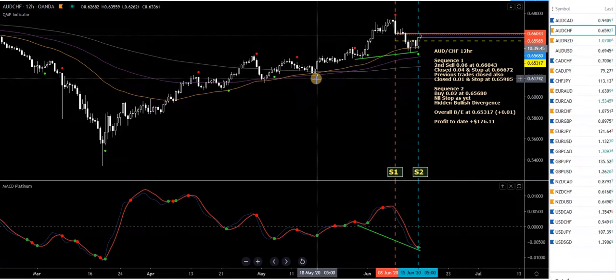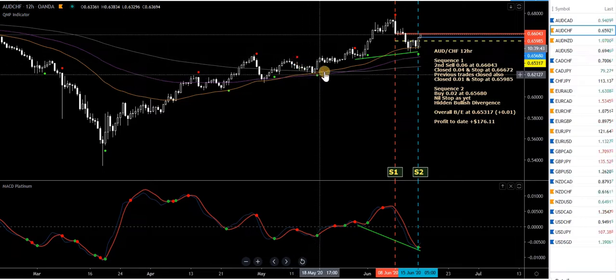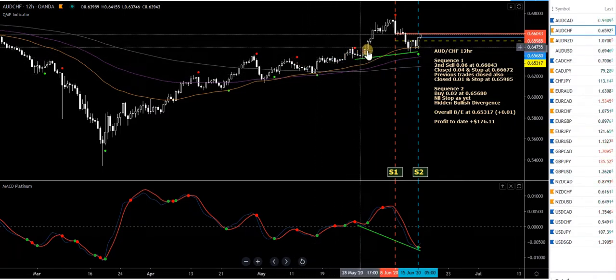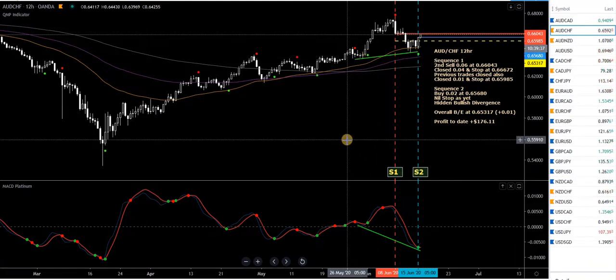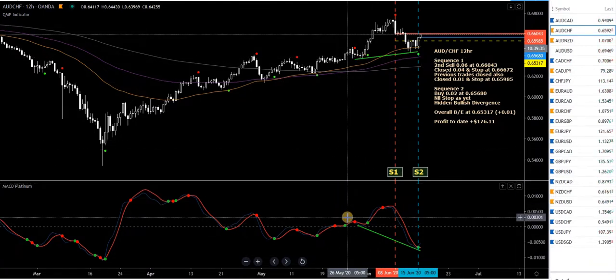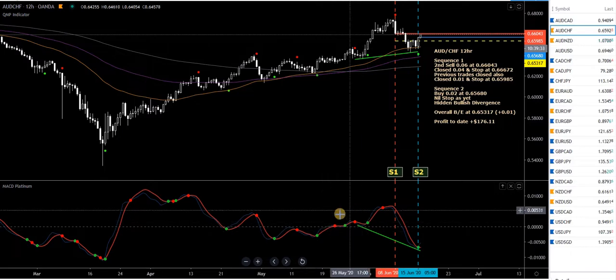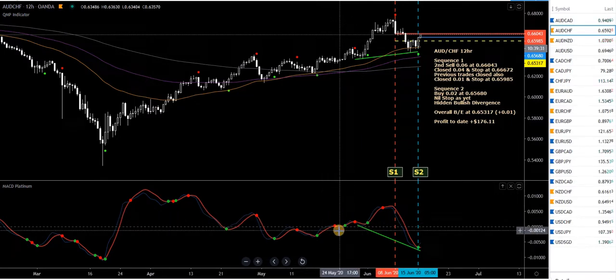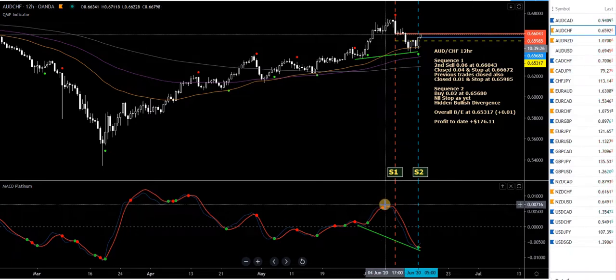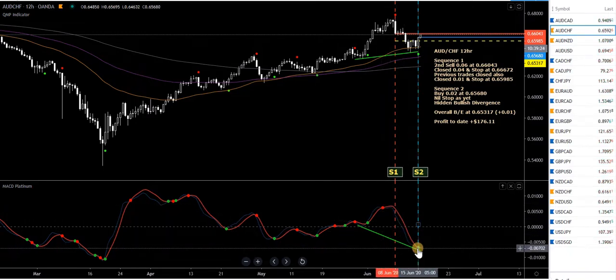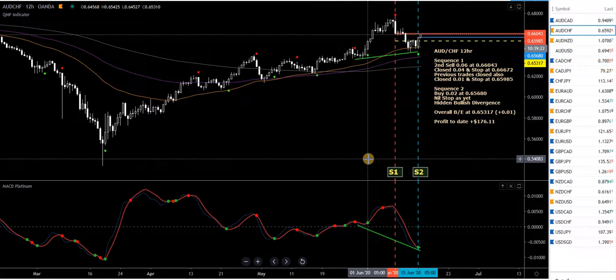Now, I took the signal based on these QMP filtered dots, these red and green dots. All they are is a visual aid. They're not actually an indicator themselves. They're a combination of two other indicators, and this one here is the MACD Platinum, zero lag MACD. That's all that is. So when it's above the zero level, I'm looking to sell. When it's below the zero level, I'm looking to buy.